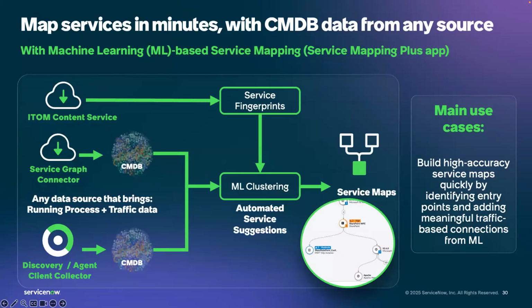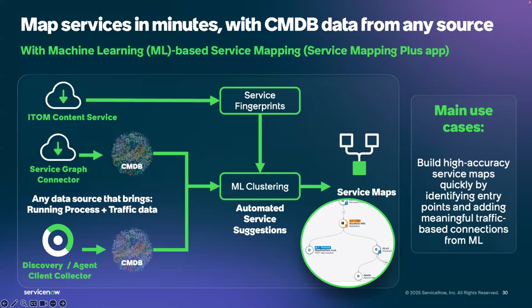And then, you know, another way to map in minutes is really using that ML-based, right? And when we think about the architecture of ML-based, right, we're leveraging discovered data either from Agent Client Collector or horizontal discovery. And then we're also leveraging data from service graph connectors like the AWS Service Graph Connector, right? And pulling in that data, storing it into the CMDB, so that running process data and that traffic data, and then performing ML clustering, right? So which processes are talking to other processes? We're building those candidates.